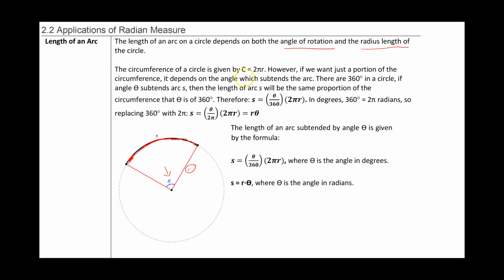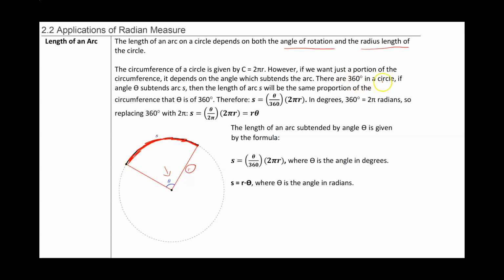We know that the circumference of a circle, which is the distance around the circle, is given by the formula C equals 2 pi r. But let's say we don't want the whole circumference. We just want a small portion, this portion of the distance around the circle. So that distance depends on theta. The angle of rotation determines this distance.